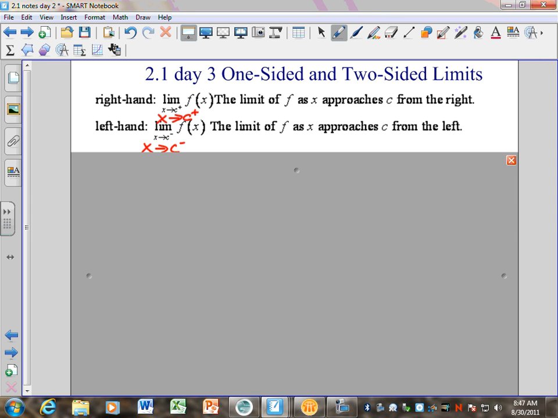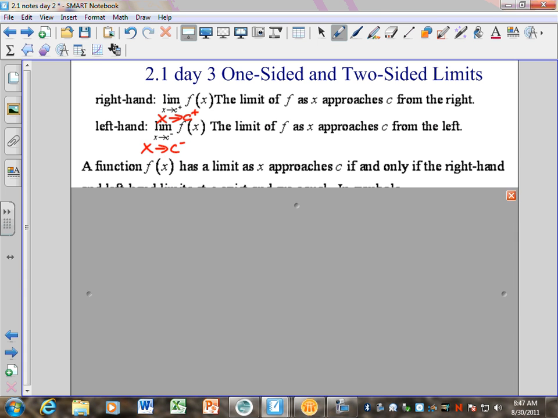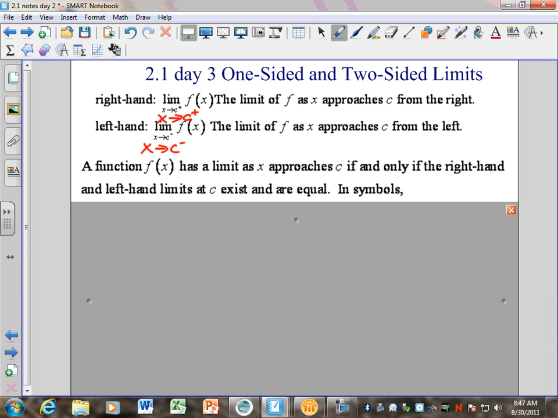This is a really important concept because this is how you prove that the limit itself, a two-sided limit coming from both the left and the right at the same time, exists. So, this is kind of a lot of words here, but it says a function f of x has a limit as x approaches c if and only if the right-hand and the left-hand limits exist and are equal. And then we're going to write it in symbols.